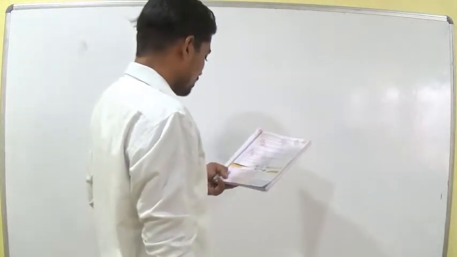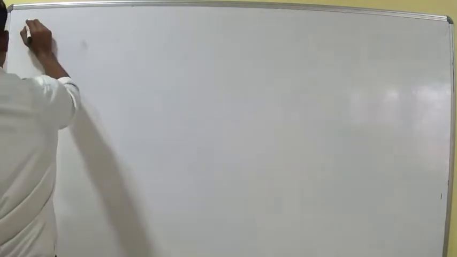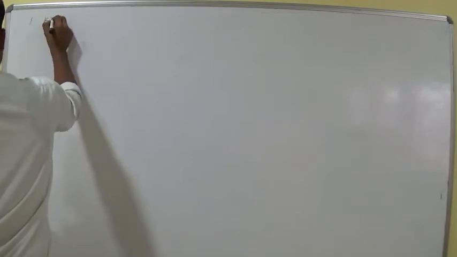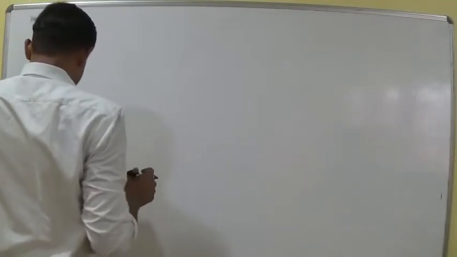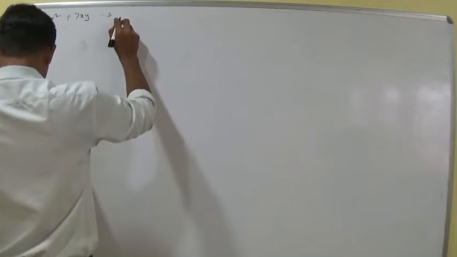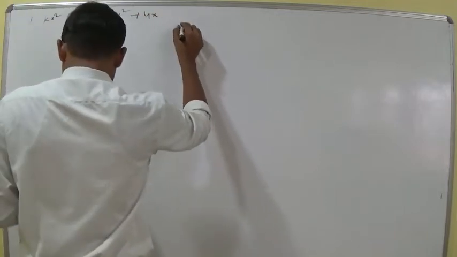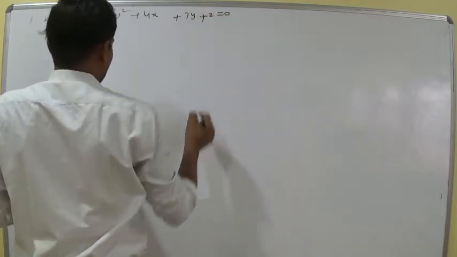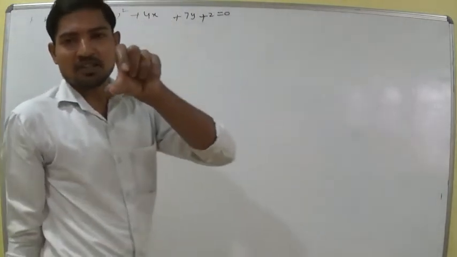See here, first one: kx square plus 7xy minus 3y square plus 4x plus 7y plus 2 equal to 0 represents a pair of straight lines. Then k is equal to, which represents a pair of straight lines.